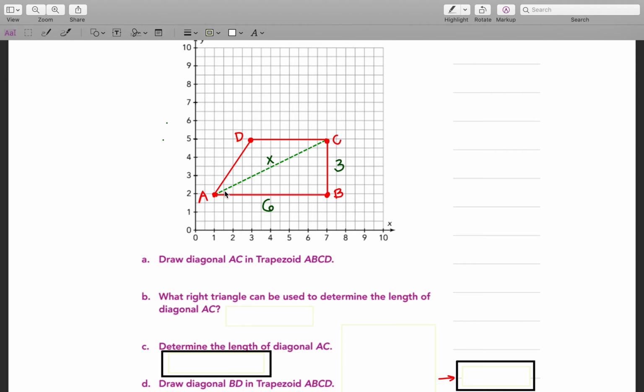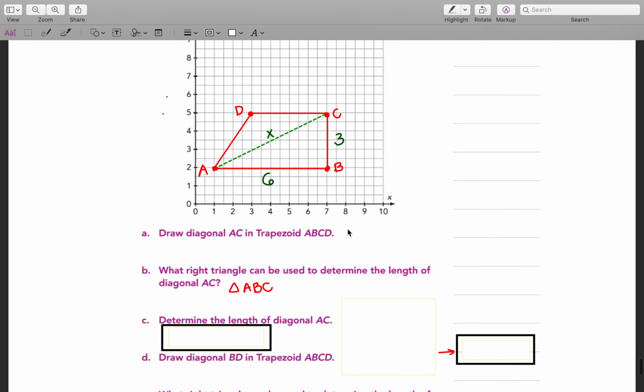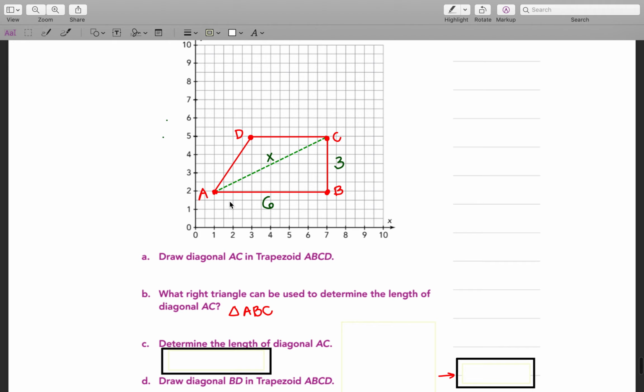We can use this triangle ABC to determine this side because we know that this is the hypotenuse and the two legs are given. The way I got 6 and 3 is by counting up or finding the distance between A and B. So 7 to 1, the distance right here is 6. From here to here, this is 5, this is 2. So count up 3. So this is 3, this is 6.